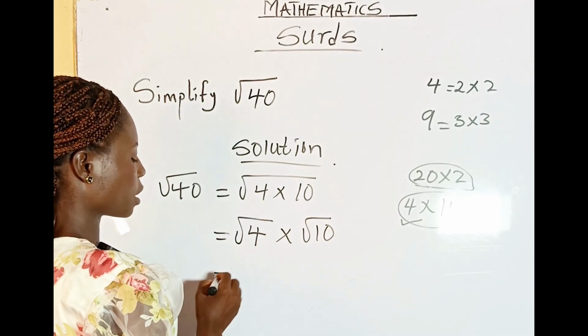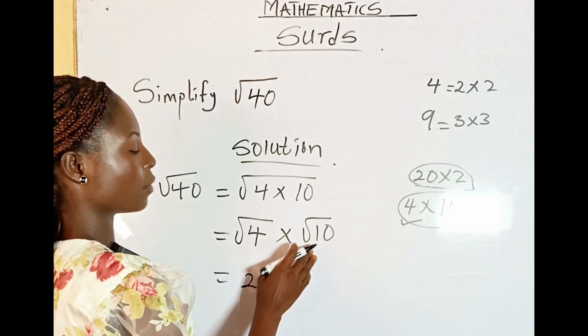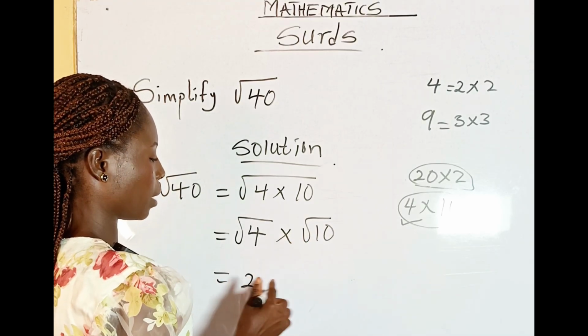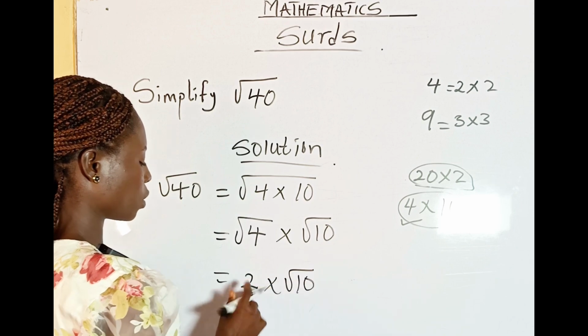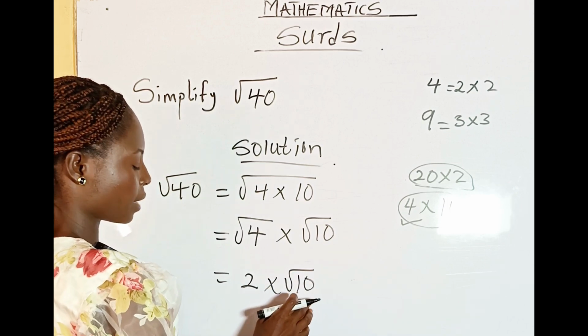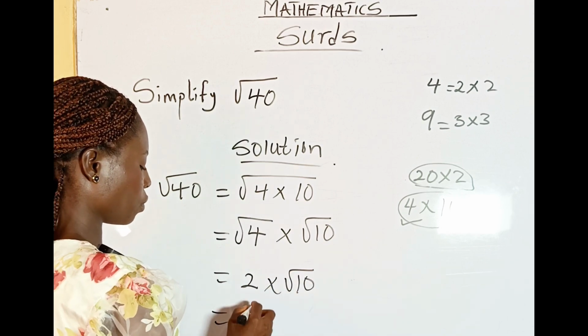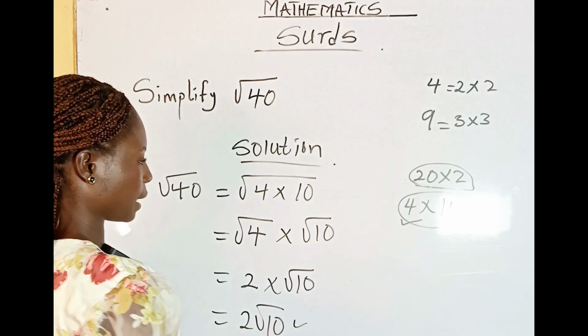The square root of 4 gives 2. And the square root of 10 will definitely give me a decimal number. So I'm going to be leaving it like this, times the square root of 10. So 2 times the square root of 10 will give me 2 root 10. And this is the final answer.